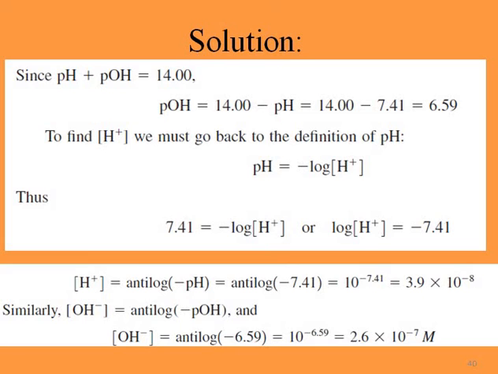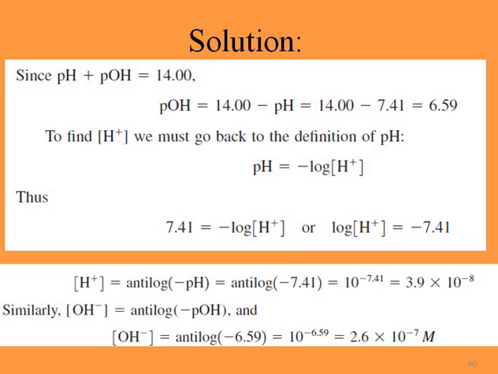So pH will be negative log proton concentration. We have 7.41 equals negative log proton. So log will be negative 7.41. And we can use antilog. Proton concentration will be 3.9 times 10 to the power of negative 8. And based on that, we can find the hydroxide concentration. We can say 10 to the power of negative 14 divided by 3.9 times 10 to the power of negative 8. That will give us 2.6 times 10 to the power of negative 7 M.